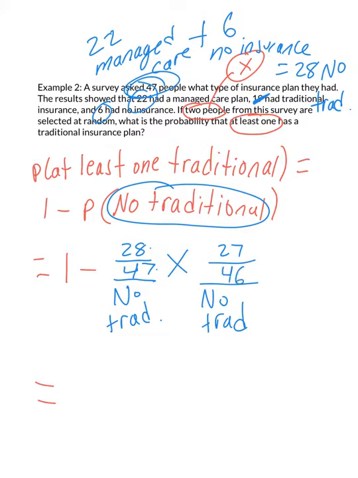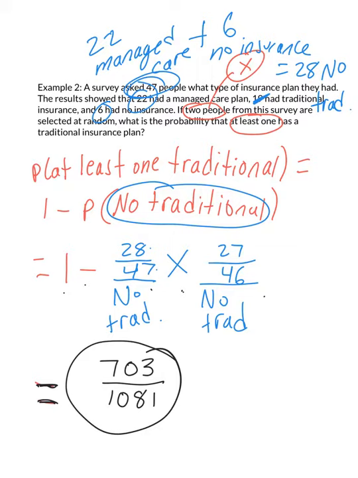So just type the whole thing into the calculator just like this. 1 minus 28 over 47 times 27 over 46. Math button, enter, enter. And if you've done it correctly, you should be getting 703 divided by 1081 as your simplified final answer.